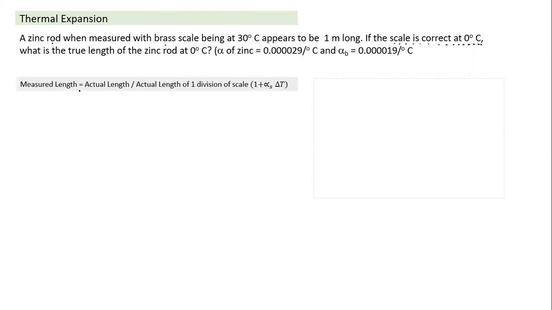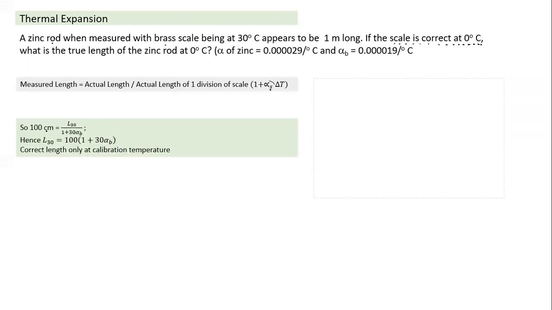Whenever we measure a length, the measured length is equal to the actual length divided by the actual length of one division of the scale, which is 1 plus alpha s into delta theta. Alpha s is the coefficient of linear expansion of the material of the scale. The scale is made of brass, so this is for brass. And delta theta is the variation from the calibration temperature. If the calibration temperature is 0 and I measure at 30 degrees, I need to put 30 here. So 1 mm will not remain 1 mm. 1 mm has become longer, and hence the measured distance will be shorter.